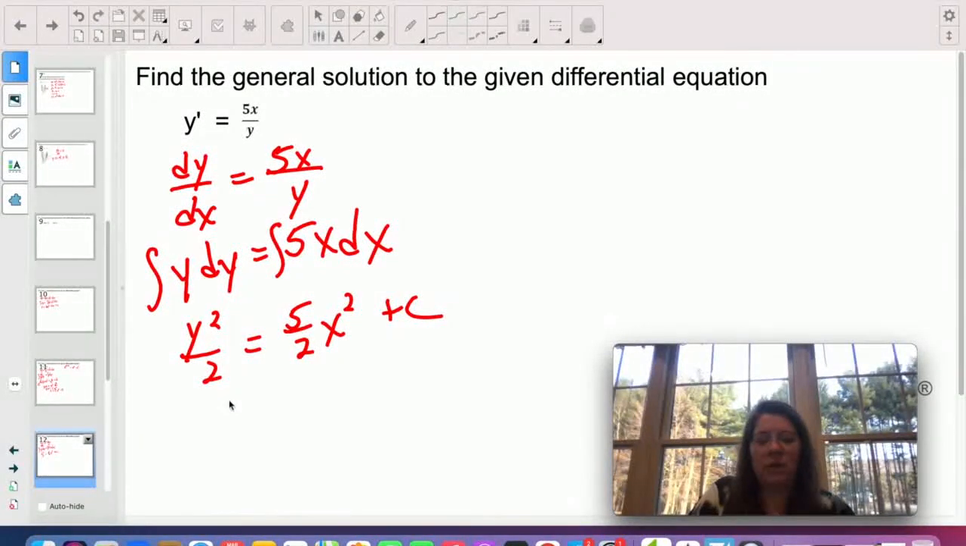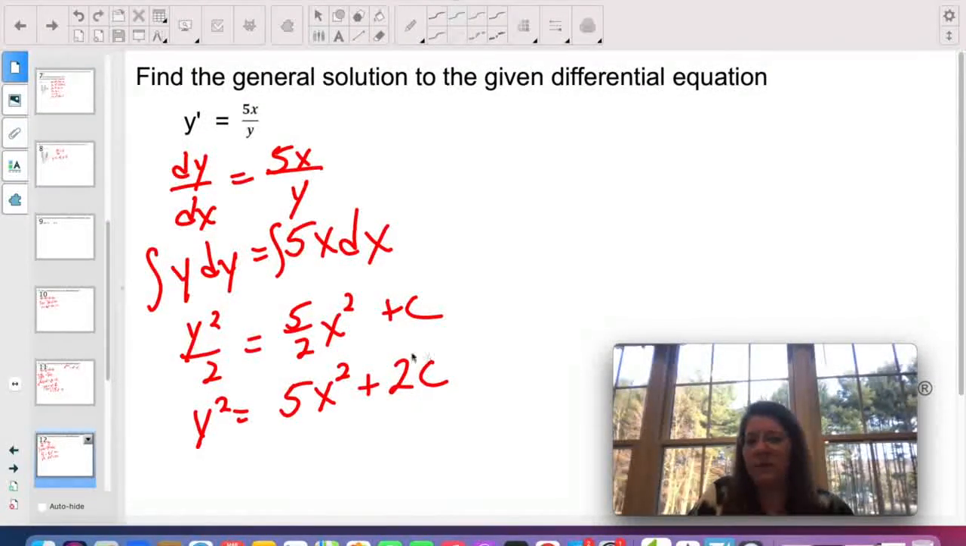And so for the general solution here, I'm going to multiply by 2 on both sides. Now let's think about what we have here. 2c, well, we don't know what c is. So if we multiply c by 2, don't we still have an unknown number? So we don't need the 2c here. We just need that to be c still. So we have y squared equals 5x squared plus c.